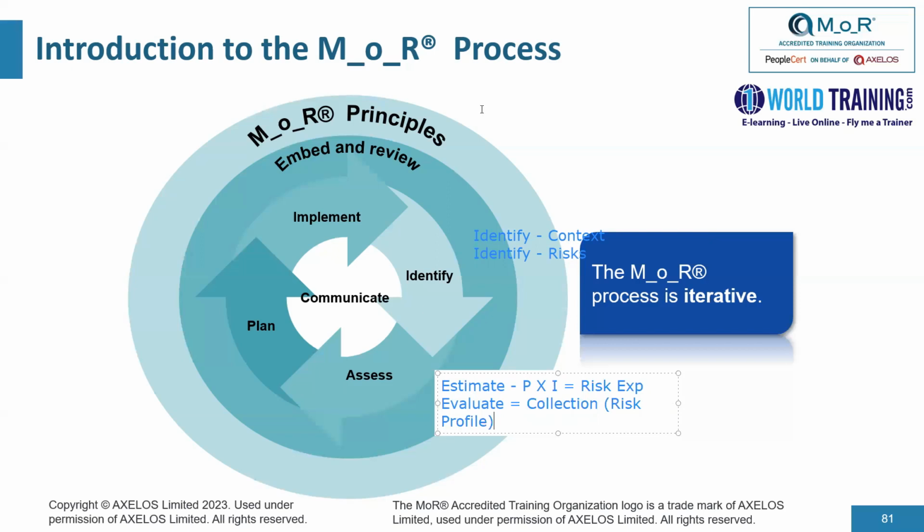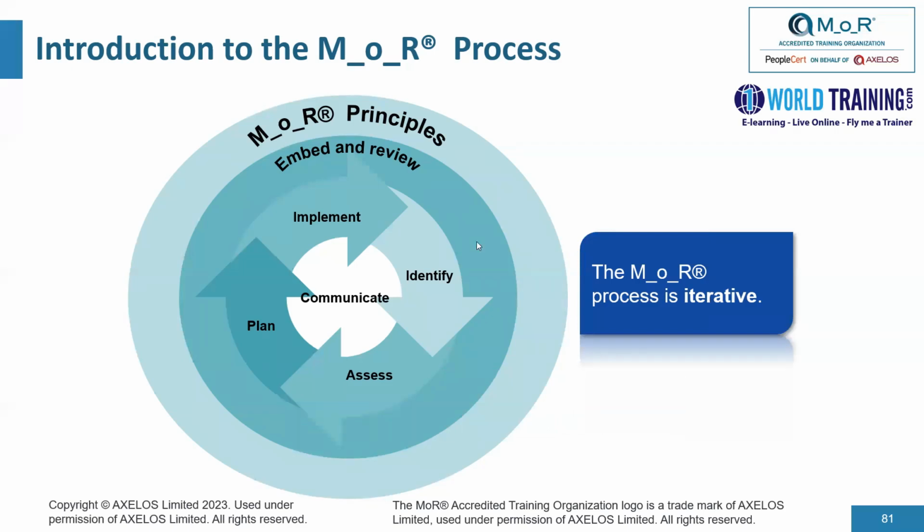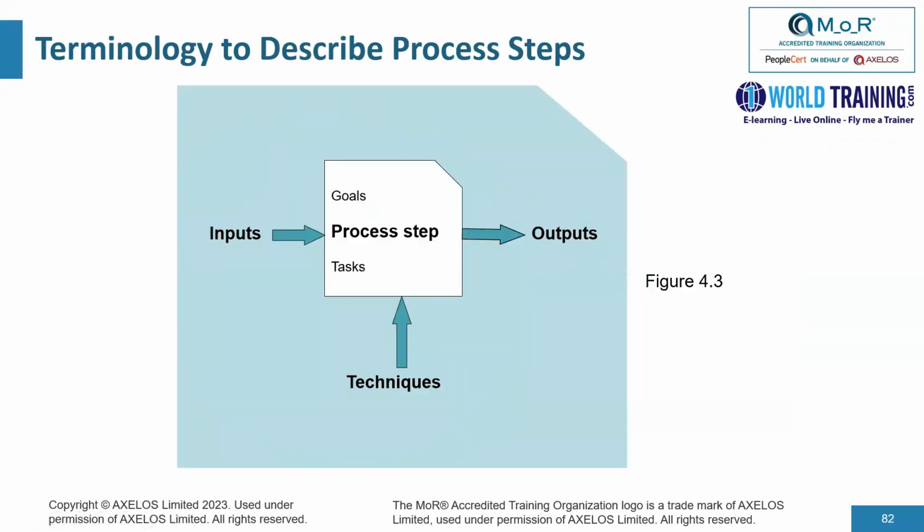Now let's look into the terminology to describe the process steps. We shall use the following terminology. Every process within the framework has inputs, and every process has outputs, and there are certain tasks and techniques that we're going to use. Basically, the key outcomes of the process are called goals. Inputs are the components of information that would transform the process.